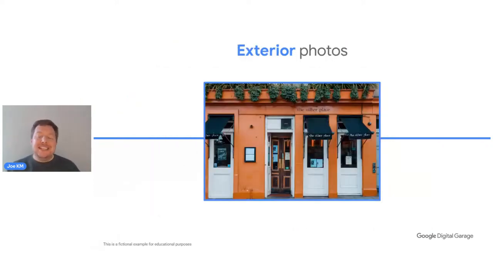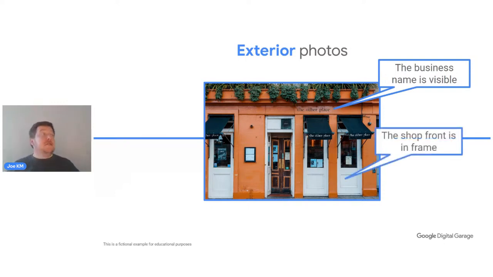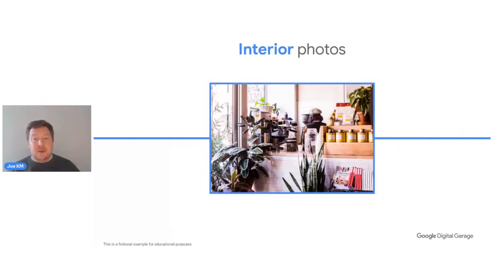Exterior is quite important. Make sure the business name is visible and in focus. The shop front is in the frame, so you can see all of it. You could locate this business by walking down the street because you've now got a contextual view of this business.